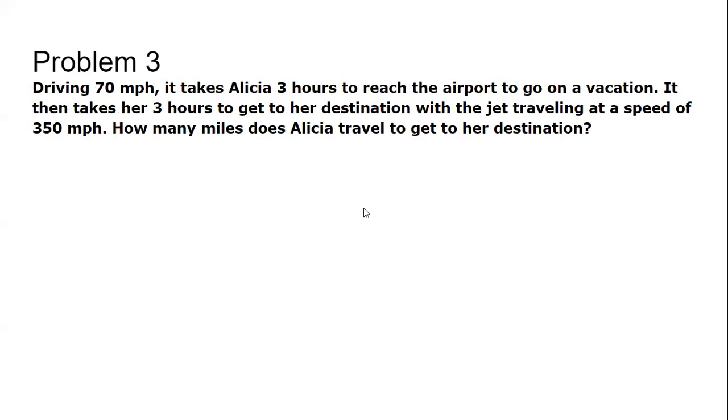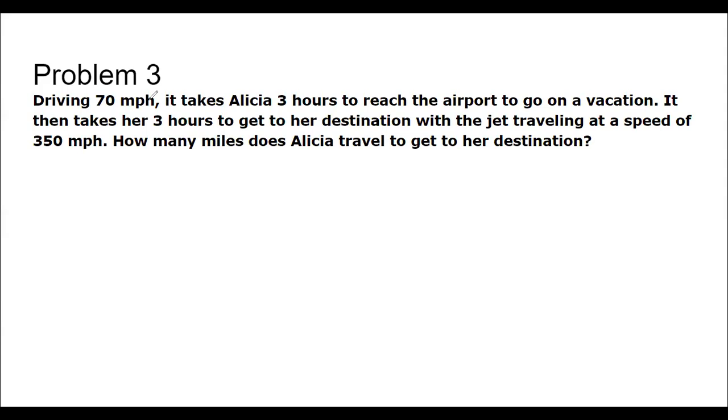Problem 3, driving 70 miles an hour, it takes Alicia 3 hours to reach the airport to go on vacation. It then takes her 3 hours to get to her destination with a jet traveling at a speed of 350 miles per hour. How many miles does Alicia travel to get to her destination? All right, this is a little bit different. It's kind of the reverse of unit rate. I give you the unit, 70 miles per hour. So that means 70 miles for every hour. And she goes 3 hours.